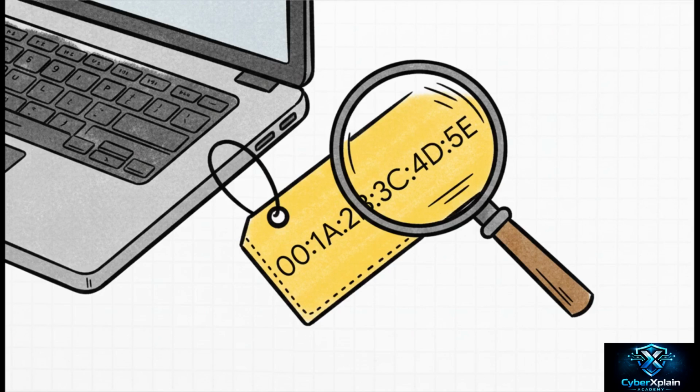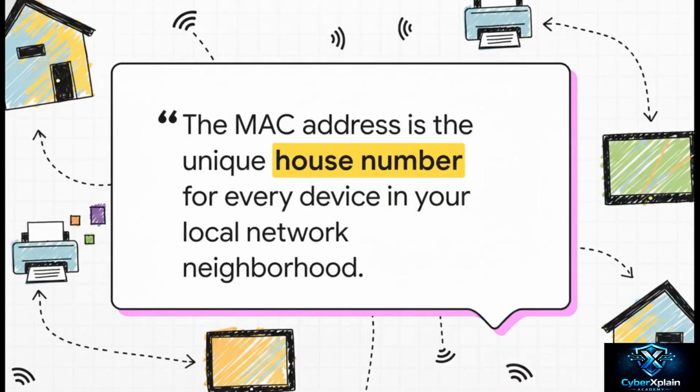It's a sequence of 6 pairs of letters and numbers. You've probably seen one of these buried deep in your phone or computer's network settings. Well, that is its permanent, physical name on any local network it ever joins. So let's bring it all back to our postal service analogy. The MAC address is the absolute, non-negotiable, permanent house number for your device. When a data frame is sent out on your Wi-Fi, it's this exact address that makes sure it gets delivered right to your printer's front door, and not your smart TV's.